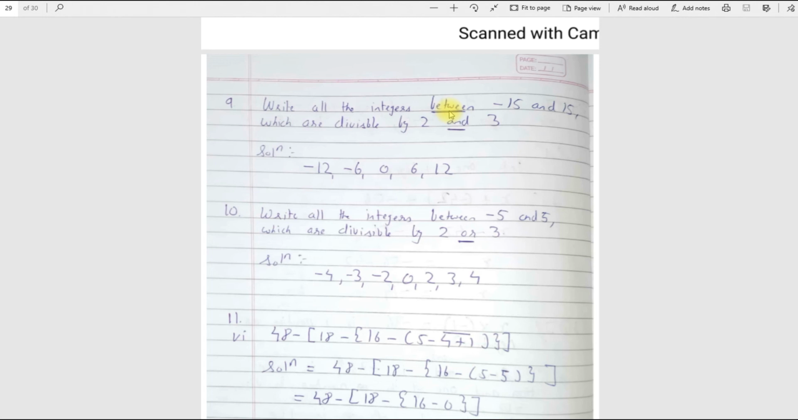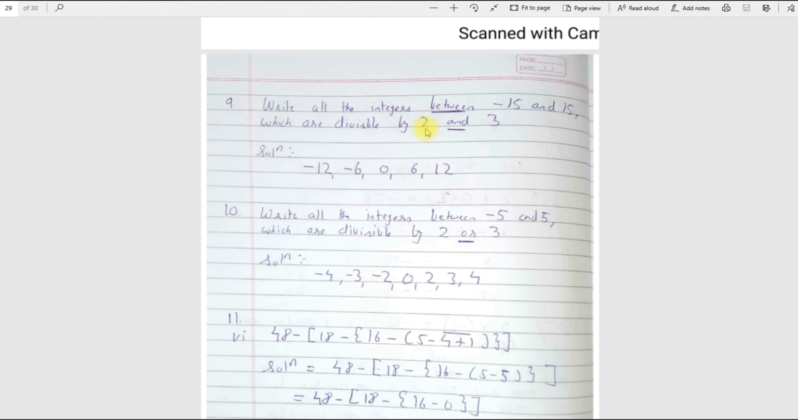And one more word to keep in mind, that is AND. So the number should be divisible by both numbers, that is 2 also and 3 also, not only by one number. Keep this in mind. So over here, if I start with minus 15, I will avoid minus 15 and go to minus 14. Minus 14 is divisible by 2, but it is not divisible by 3.